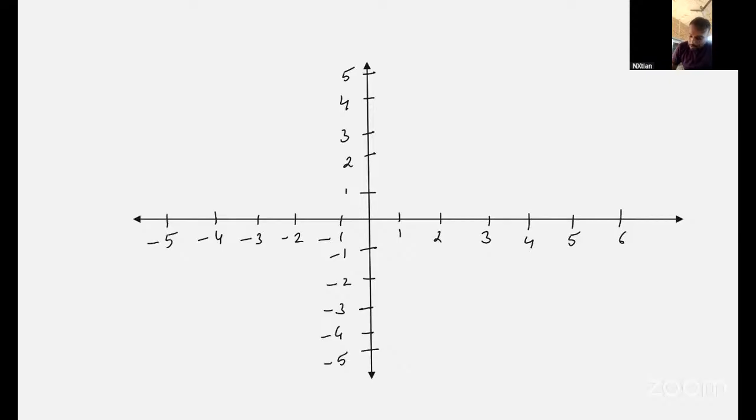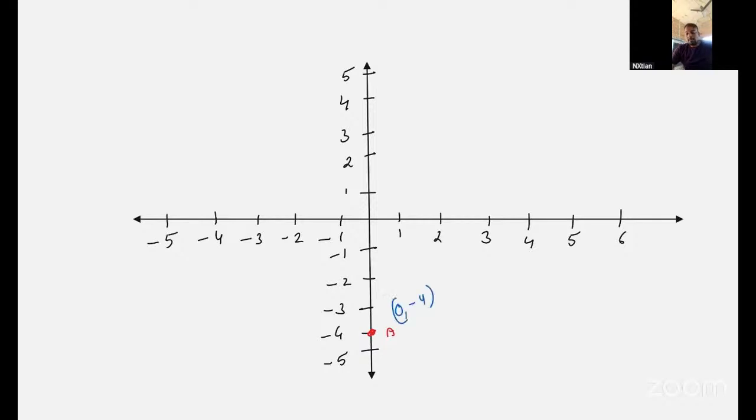Okay, Abraham. Can you tell me the address of this point, please? On the x-axis, what is the number? Tell me, Abraham. 0 comma -4. 0 comma -4. Very good, Abraham.